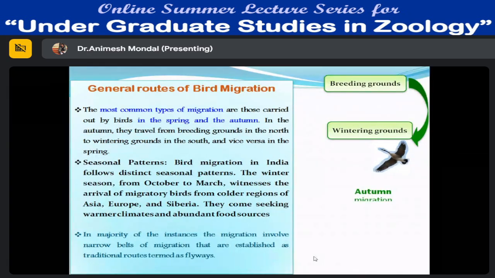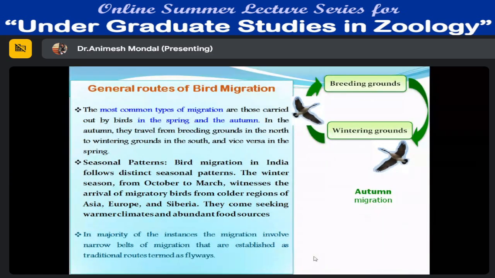Now there are some seasonal patterns. Bird migration in India generally follows a distinct seasonal pattern. The winter season, which generally starts from October to March, witnesses the arrival of migratory birds from the colder regions of Asia, Europe, and Siberia. From that distant area, the birds move from the northern region to the southern portion, and in the southern region, they come seeking a warmer climate and abundant food sources.